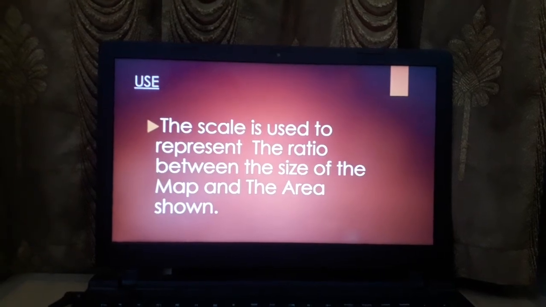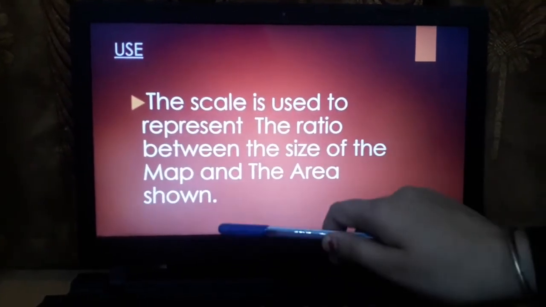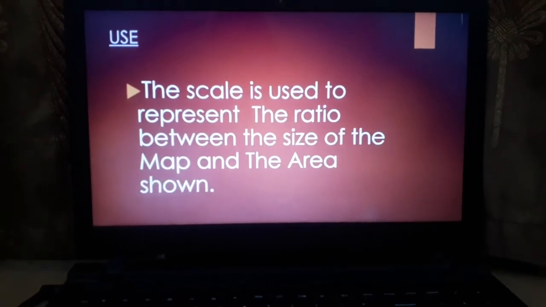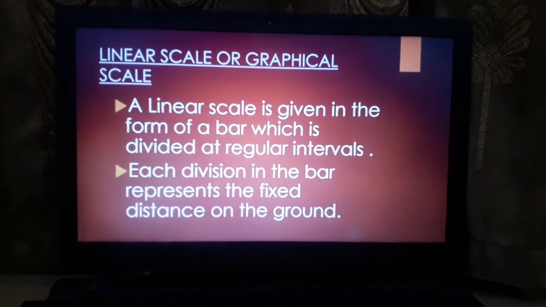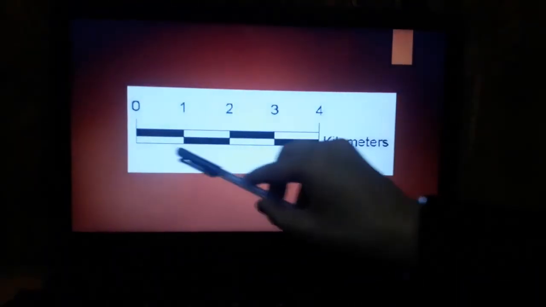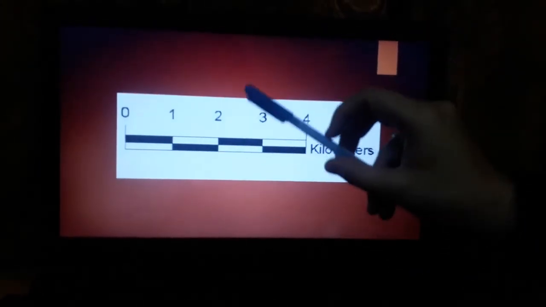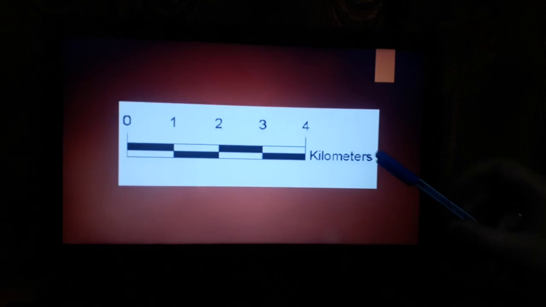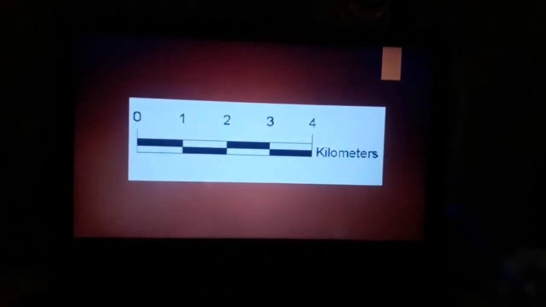Now comes the use of the scale. It represents the ratio between the size of the map and the area shown. The very first type of scale is the linear scale, where you can see a bar with regular intervals, and distance in kilometers is shown here: 1 kilometer, 2 kilometers, like this.